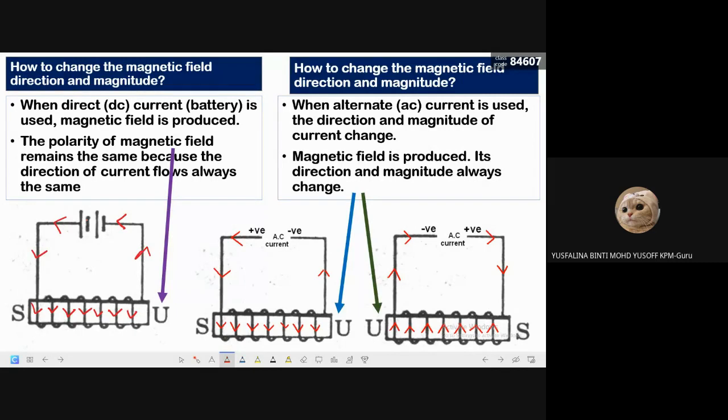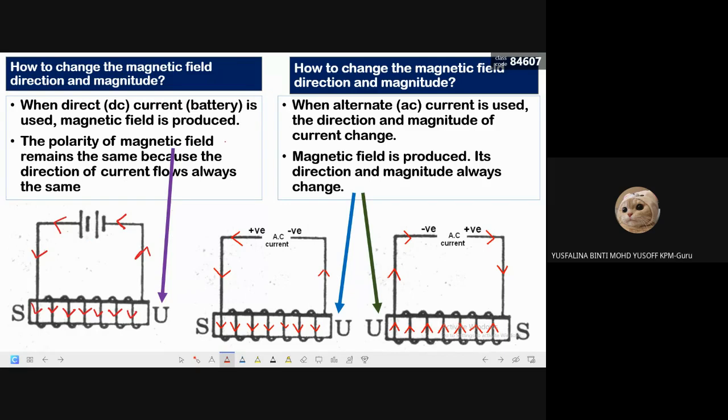So this is for AC and this one for DC. We explain why we don't use DC. This is the reason. Then we use AC. So why do we use AC? How can AC change the magnetic field or magnetic flux there?